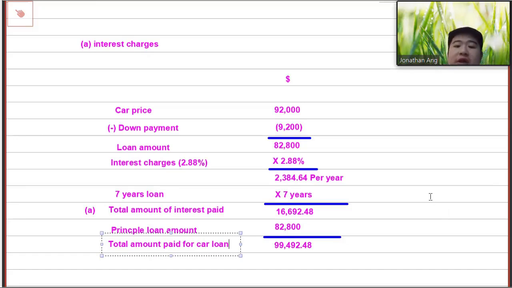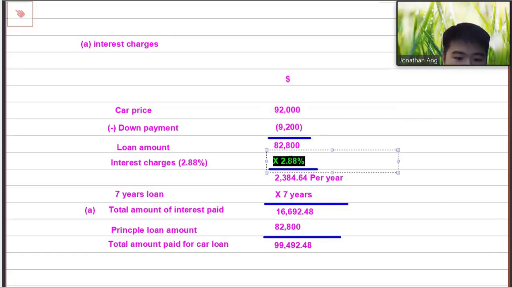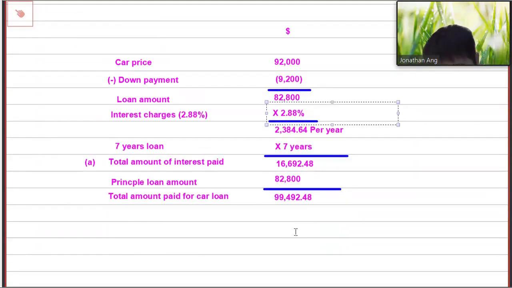If you don't believe it, you can go and Google, right? You just simply click car loan calculator. You put the car price 92,000, down payment 10%, then interest charge 2.8%, and you will get exactly the same thing.